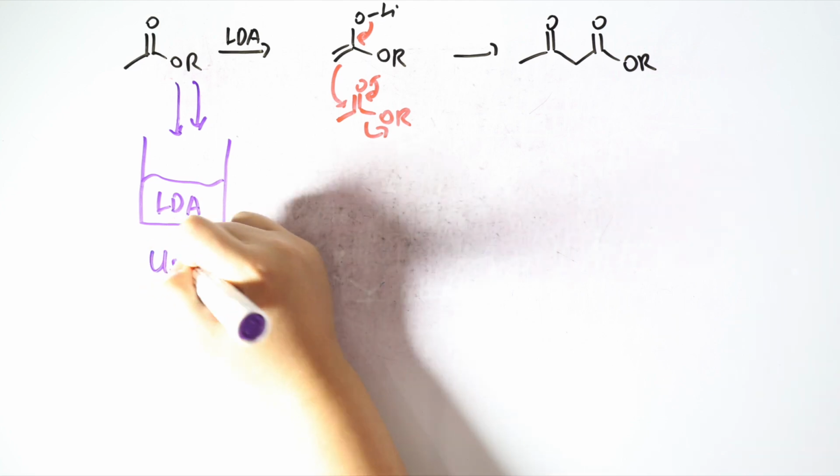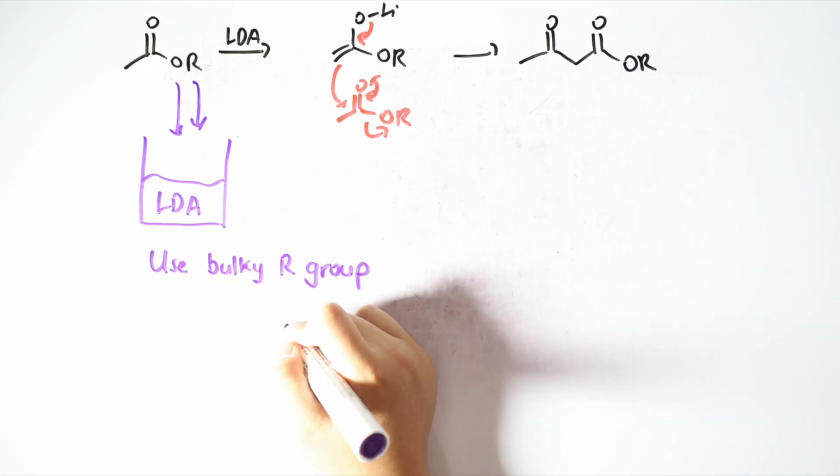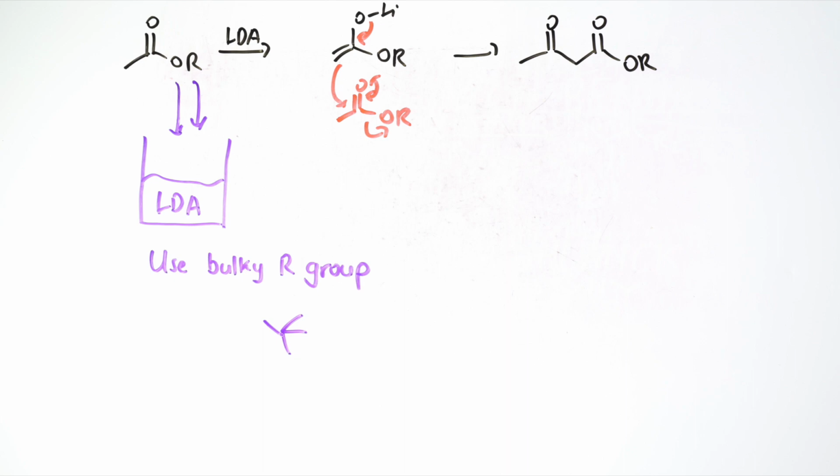Another tactic is to use a bulky R group, such as tert-butyl, to discourage attack at the carbonyl group. Remember, the bigger the group, the larger the steric hindrance.